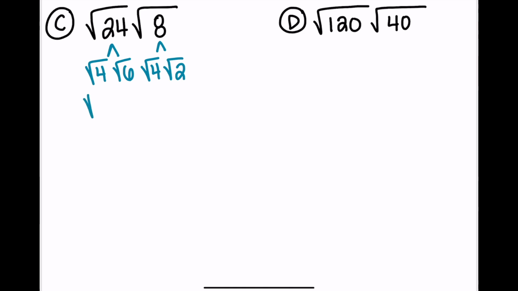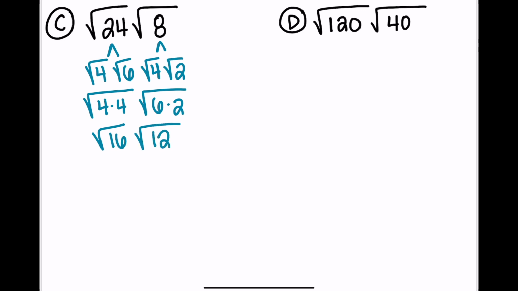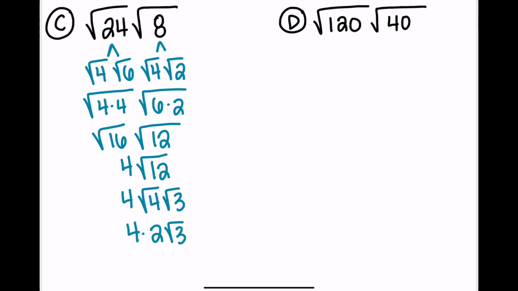All right, so I'm going to reconfigure these. So I'm going to multiply the 4s together, and then I'm going to multiply the 6 and the 2 together. All right, so the square root of 4 times 4 is the square root of 16, and then we have the square root of 12. So this is 4 square root of 12. Now we're not quite done here because 12 can be broken down again to 4 times 3. So I'm going to do that to keep on simplifying. So that would be 4 times 2 square root 3. So that's 8 square root 3.